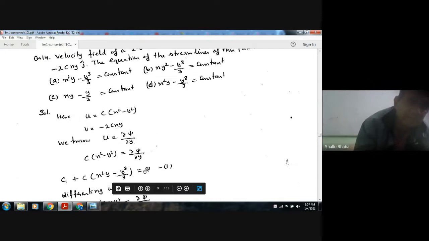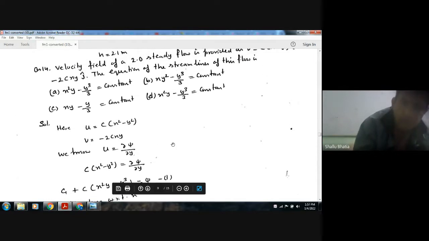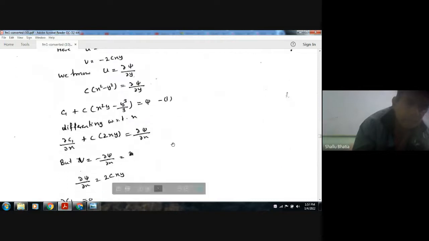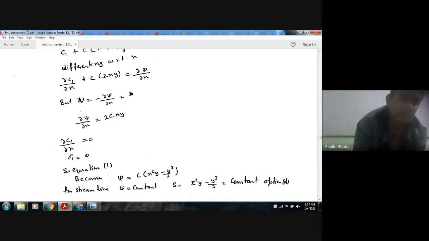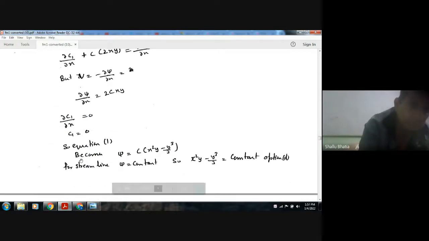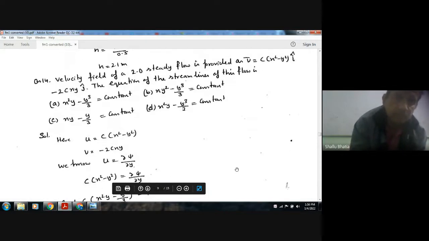Now ∂ψ/∂x is nothing but your v, or minus v. So it is 2cxy. Putting it in, the 2cxy terms cancel. So ∂c1/∂x is 0, and c1 is 0. So the equation becomes ψ = c(x²y − y³/3). Along the streamline, ψ is constant. So the streamline is x²y − y³/3 equal to a constant. So option B is the right answer.